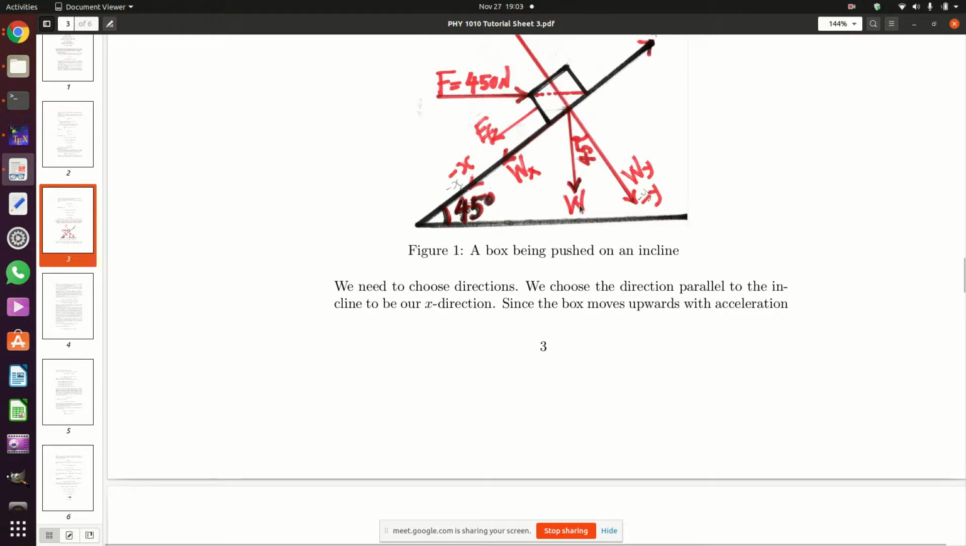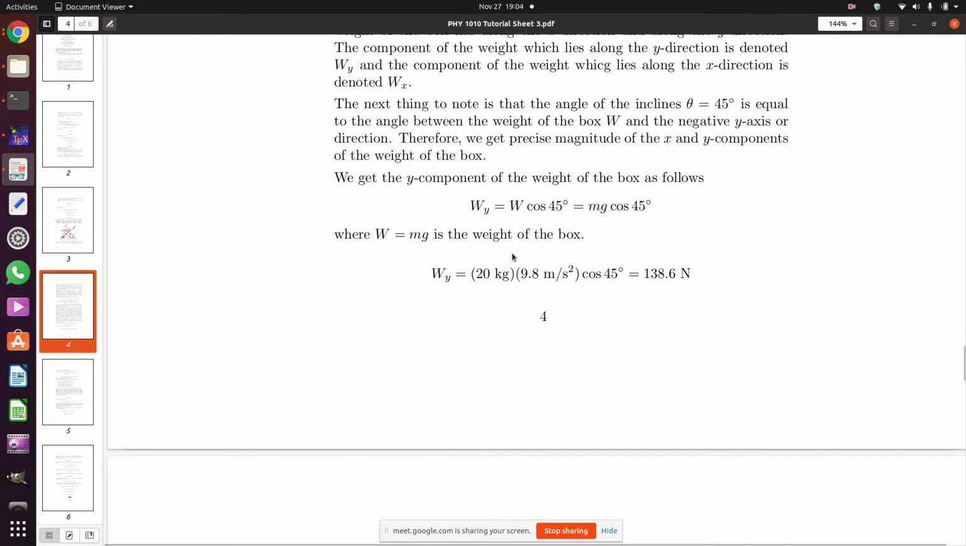weight of the box. The weight of the box lies neither in the y direction nor in the x direction, but some bits and pieces of it lie in the y, and the other bit lies in the x. The angle between the weight and the y direction is the same as the angle of the incline, 45 degrees. So we proceeded to find Wy and Wx. We noticed that Wy lies along the negative y direction, Wx lies along the negative x direction, and we found them, which is what we did here.